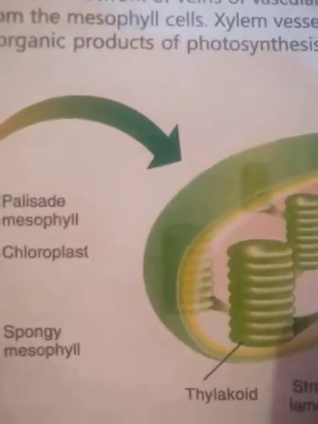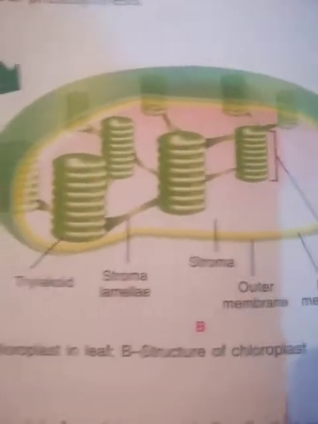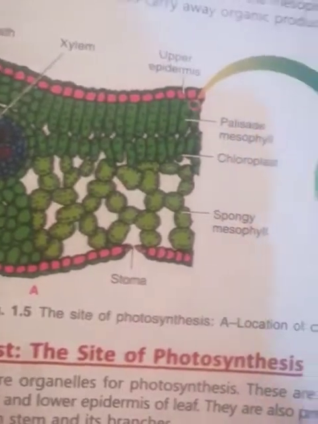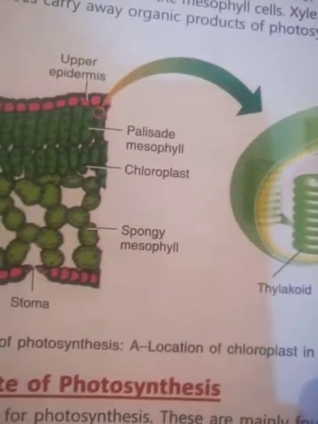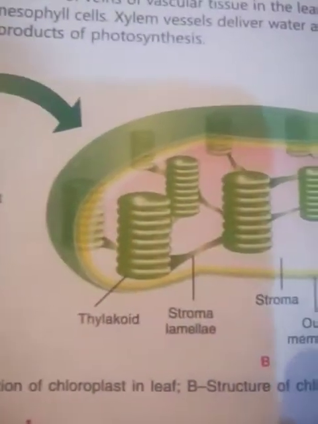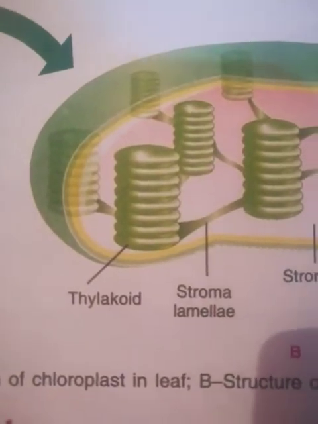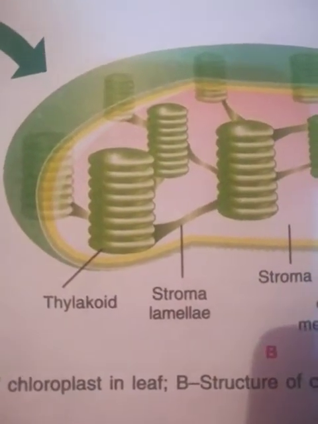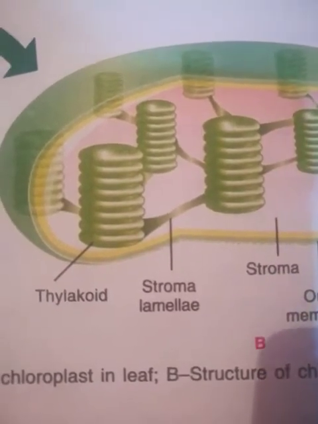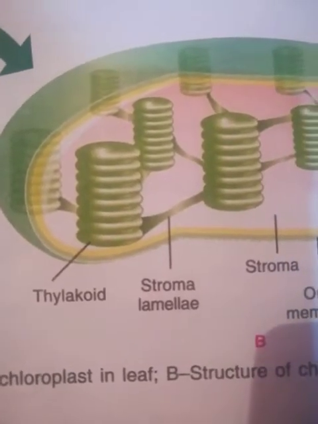Here is a detailed structure of chloroplast. The site of photosynthesis, a location of chloroplast that is present in palisade mesophyll cells, and detailed structure of chloroplast. A pile of coin-like structures, that is thylakoids, and these thylakoids, here listen carefully, form grana.